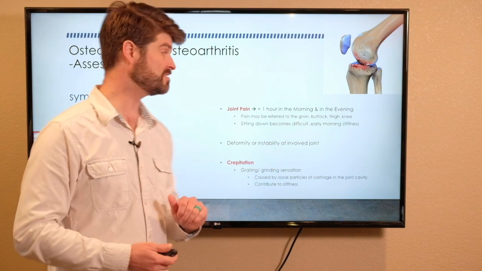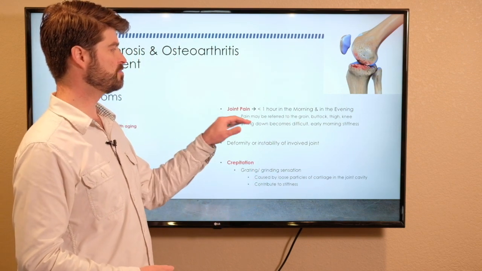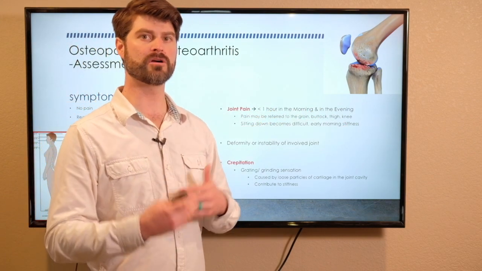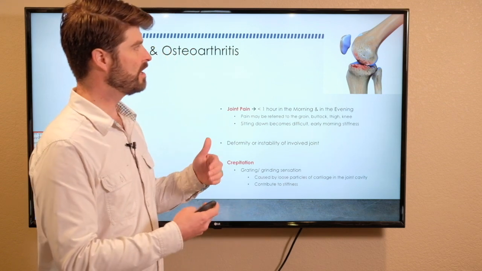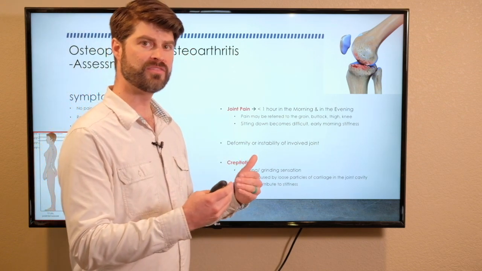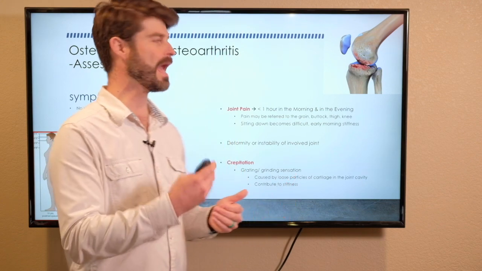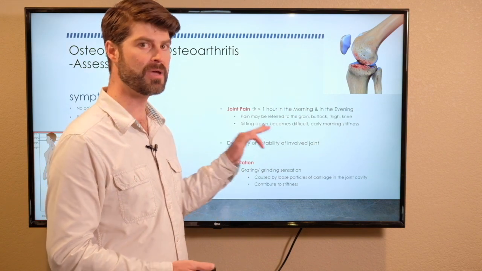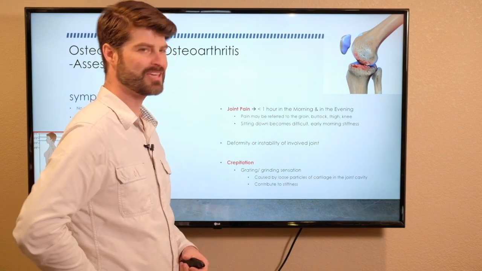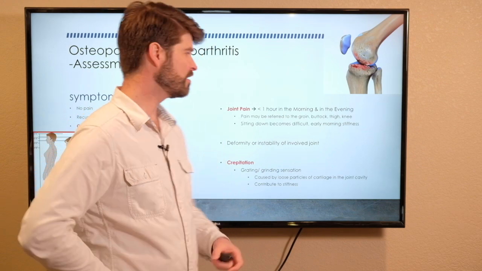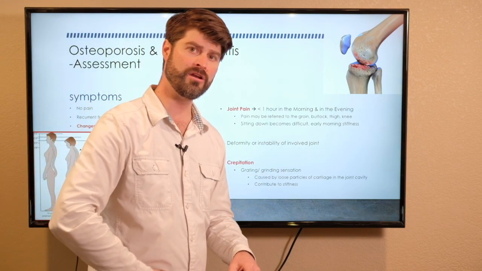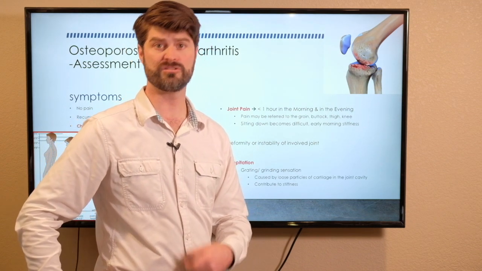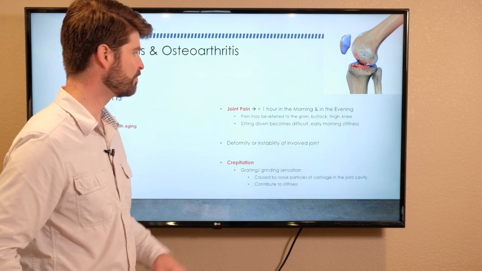For osteoarthritis, that degenerative joint disease, we see joint pain, especially within an hour in the morning and evening. Usually midday, as patients start moving, the pain kind of goes away, but as they have been immobile and then start to be mobile, that's when they have pain. It doesn't have to be directly over the area of injury either. They may have referred pain. So sometimes patients with degenerative joint disease in their hip, they'll actually feel it kind of in the groin or in the buttock, somewhere around the hip, but not be able to identify it directly as hip pain.